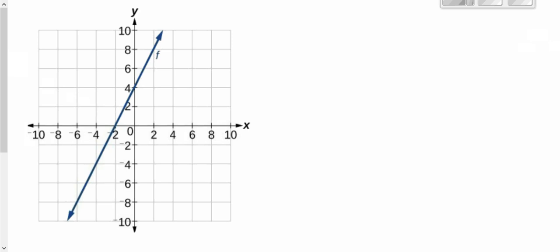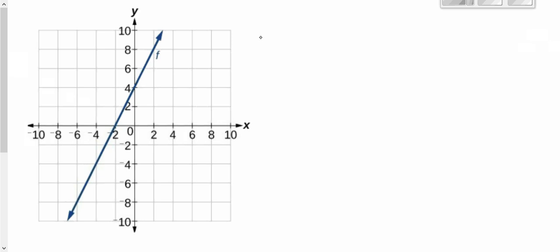Okay, in this video we are going to look at how to find the slope from tables and graphs and the y-intercept from tables and graphs. So we're going to begin with graphs. And just a reminder that slope is the measurement of the steepness of my line.